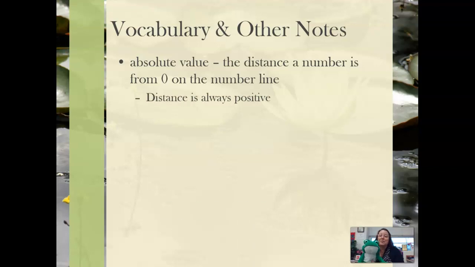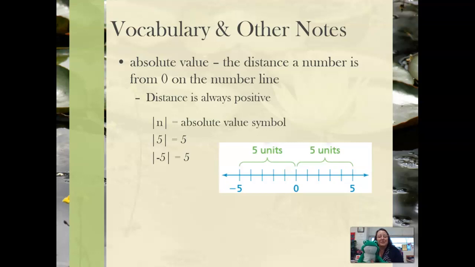Distance is always a positive measurement. The two upright bars on either side of a number indicate that we are to find the absolute value, or find a number's distance from zero. In the two examples given, the absolute value of 5 and the absolute value of -5, you see that they both have the same answer of 5.